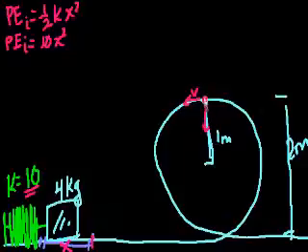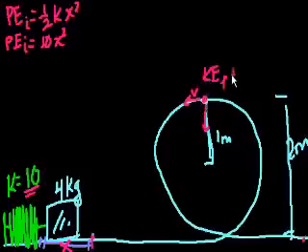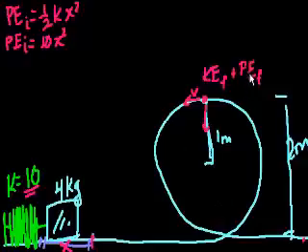So at this point, we're going to have some kinetic energy. I'll just call that kinetic energy final, because this is all we care about. I'll just define this as kinetic energy final. And then plus the potential energy final. And that, of course, has to add up to 10x squared. This was called the spring potential energy, and now this is gravitational potential energy. So what's the energy at this point? Well, what's the kinetic energy?